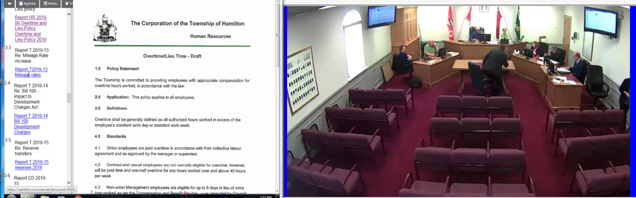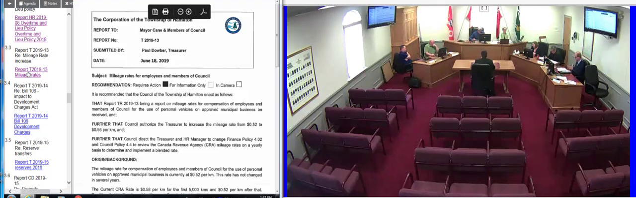Now we need a mover and a seconder that report T 2019-13 regarding mileage rates for employees and members of council be received, and that the council of the Township of Hamilton enacts as follows. 1, the council approves the increase to the mileage rate from 52 cents to 55 cents per kilometer for the use of personal vehicles on approved municipal business, and directs the treasurer to effect this rate increase effective July 1st, 2019.